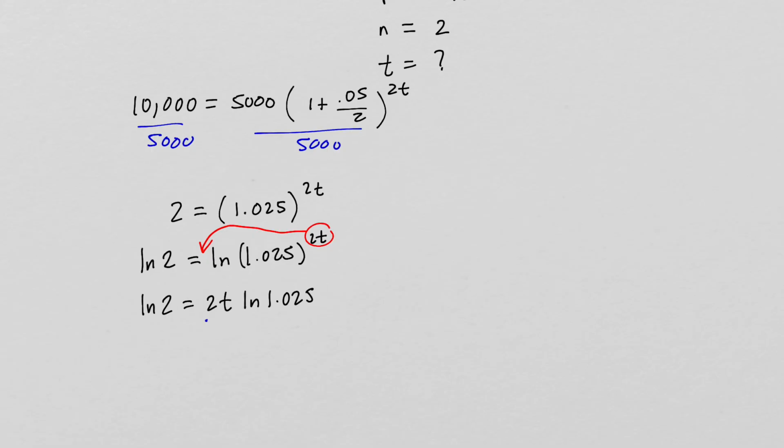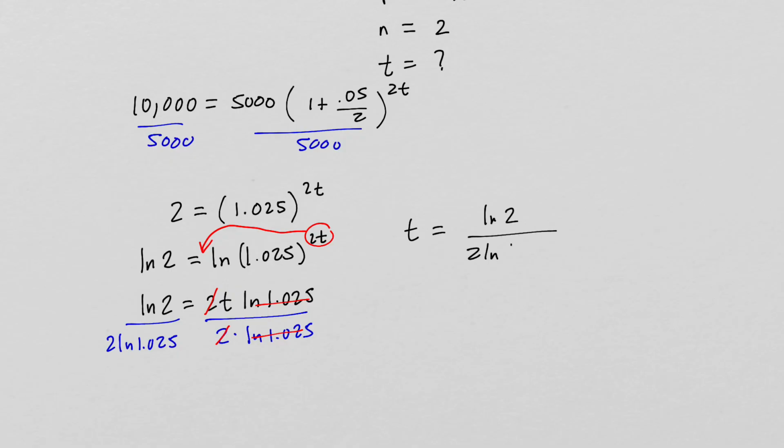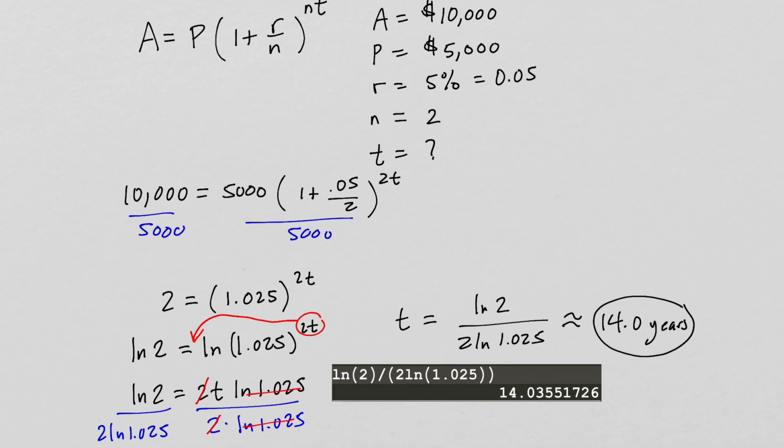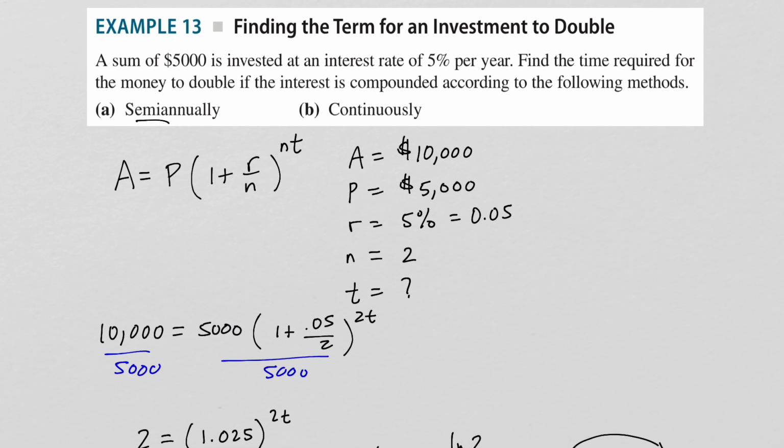And now to solve for t, I'm just going to divide both sides by 2, and I'm going to divide both sides by the natural log of 1.025. And that's going to cancel these out and cancel these out. And we end up getting t is equal to the natural log of 2 divided by 2 times the natural log of 1.025. And then we'll just plug this into a calculator to approximate. And you can see here that we get approximately 14.0 years. So it's going to take about 14 years for your money to double under these circumstances.